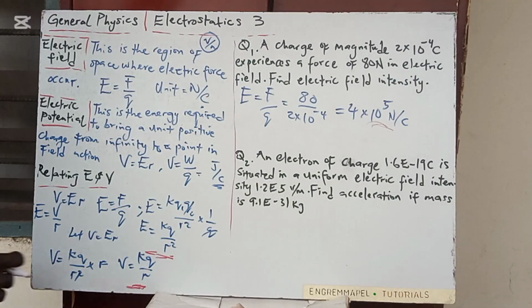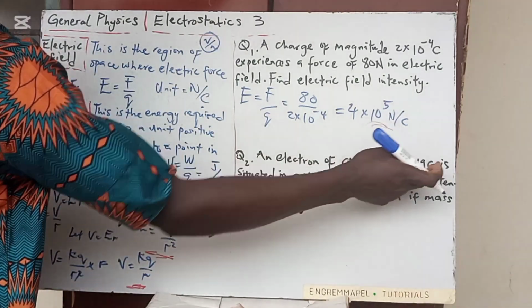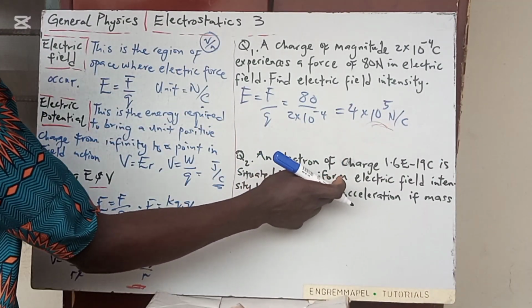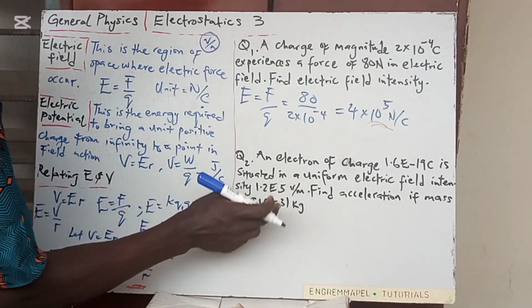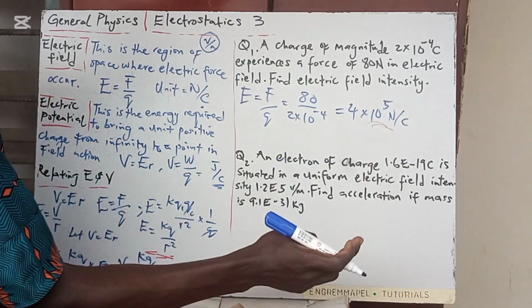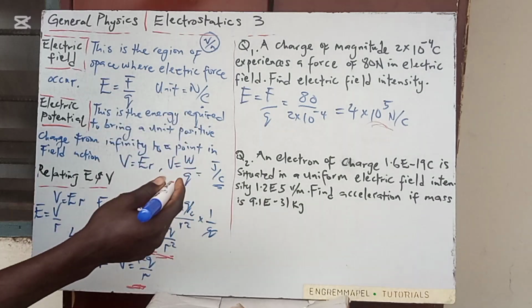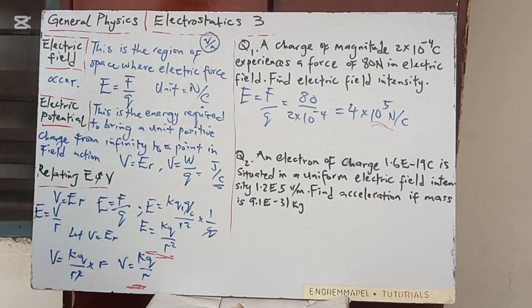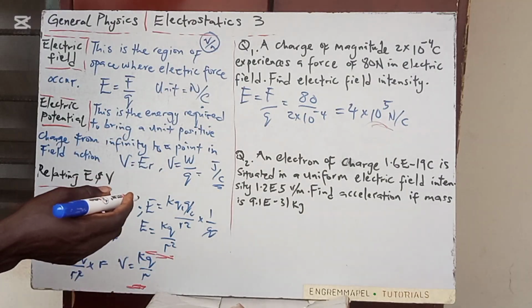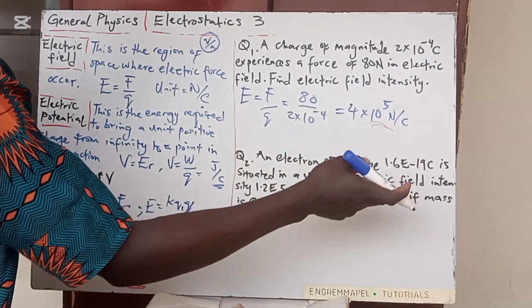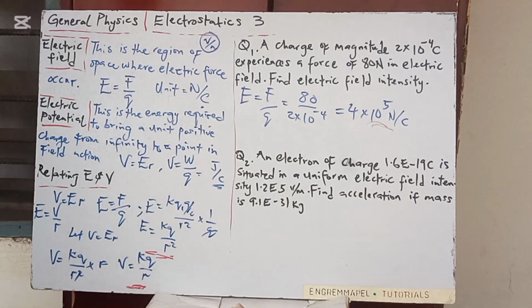For the second question, we have an electron of charge this and it is situated in a uniform electric field intensity of this. We are asked to find the acceleration and they gave us the mass. When you know that there is mass and there is acceleration, we already know that it has to do with force, because force is equal to ma, that's mass times acceleration. And we are looking for electric field intensity. Now, which formula are we using?